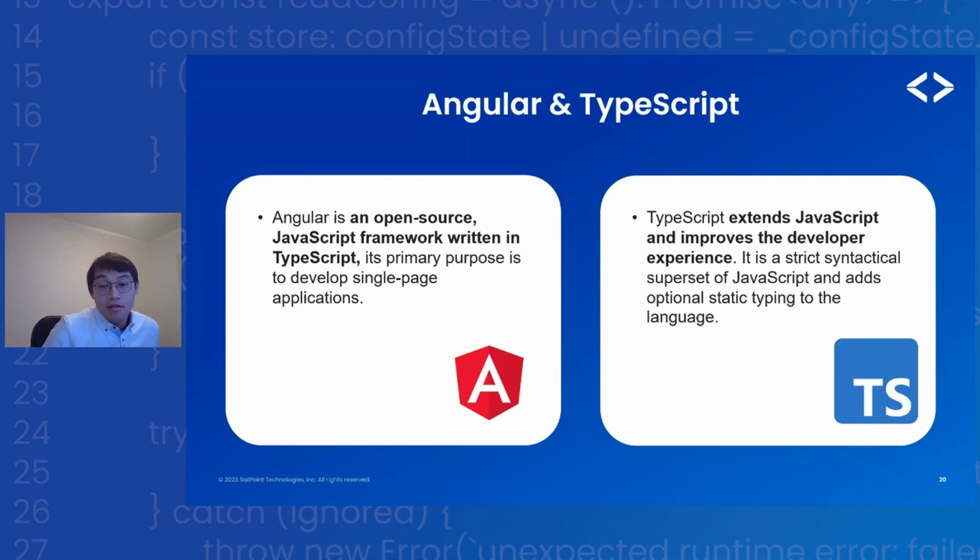So what's Angular? Angular is a JavaScript framework written in TypeScript. Its primary purpose is to develop single-page applications. And why TypeScript? As known, JavaScript is a loosely typed language. It can be difficult to understand what types of data are being passed around in JavaScript. TypeScript allows specifying the types of data being passed around within the code. This improves the code quality and the developer experience. Then we use the official TypeScript compiler, which compiles the TypeScript code into JavaScript.